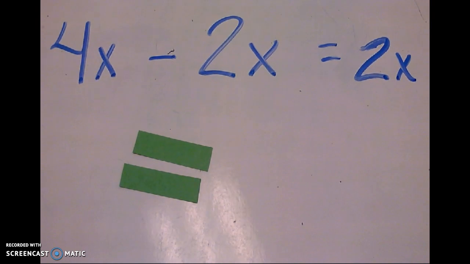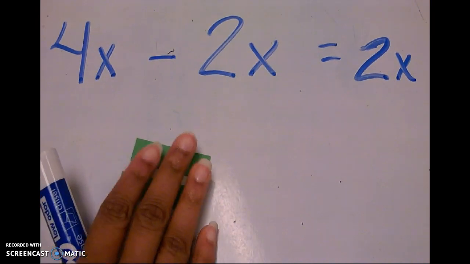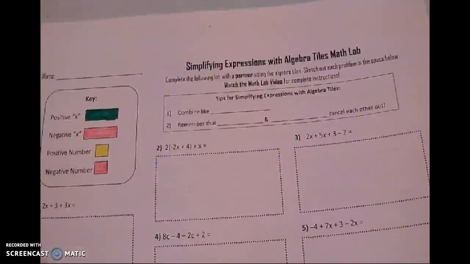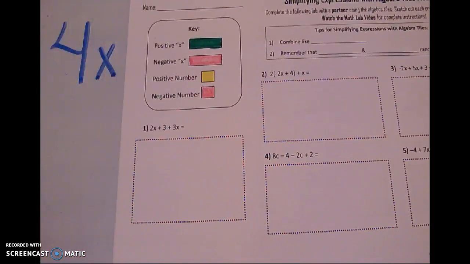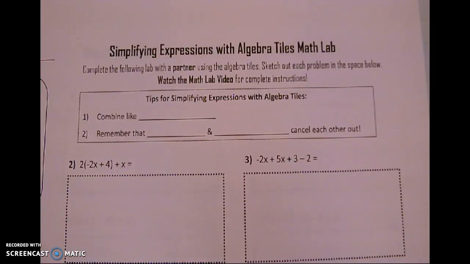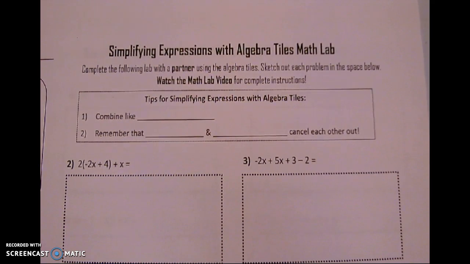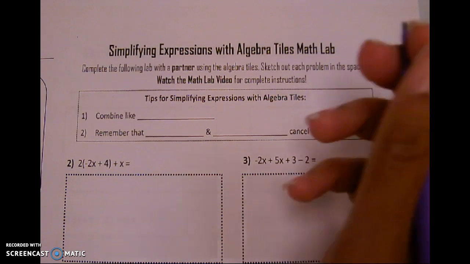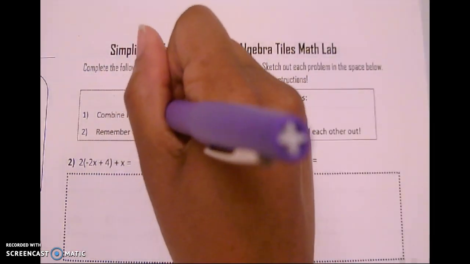Okay? Now that you see how we're going to do this, let's go ahead and pull out our math lab sheet, and I'm going to do the first problem with you and show you how we're going to set that up. All right, just as a general overview, the instructions say that you need to complete the following lab with a partner using the algebra tiles. You're going to sketch out each problem in the space below after you've modeled with the algebra tiles. Watch this video for complete instructions. So here are your 2 tips that you need to remember. Like I've already said, we need to remember to combine like terms, okay?